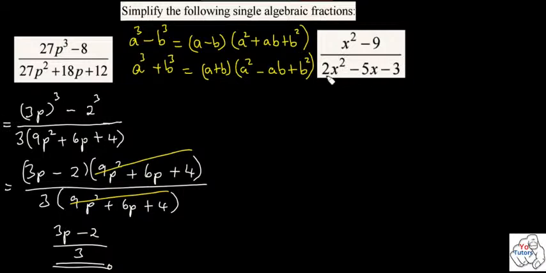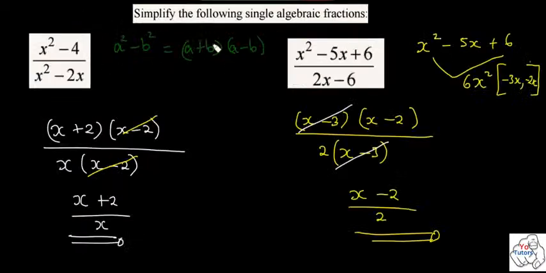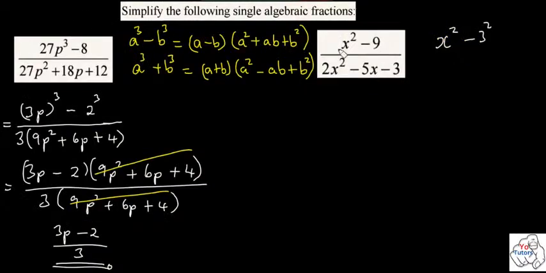Let's look at the second question here. We have x squared minus 9. This is more like x squared minus 3 squared, which is a difference of two squares, a plus b, a minus b. In this case, it is going to be x plus 3, x minus 3. Let's write them down. The numerator is x plus 3, x minus 3, then all over.